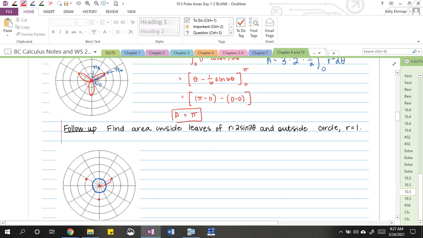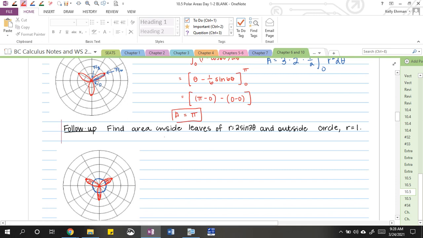So that was this loop and loop. Okay. Find the area inside the leaves, outside the circle. So like this. And here. And oh, and there. So what do we need to know? Well, there are 3 of them.